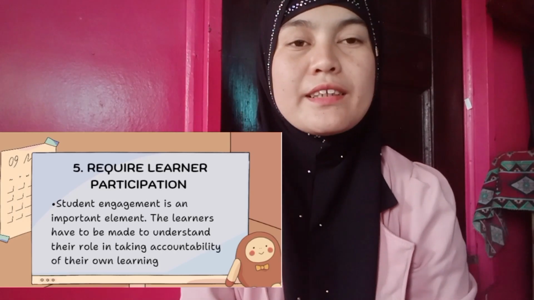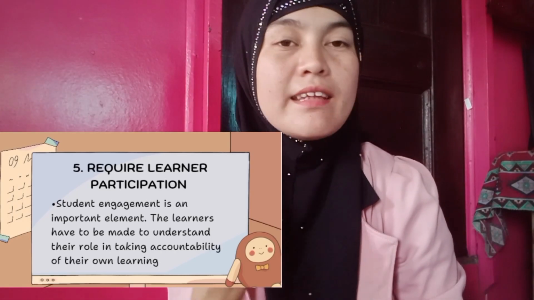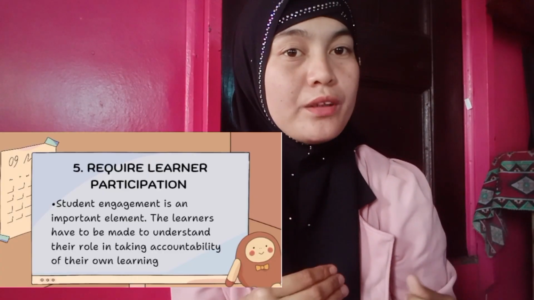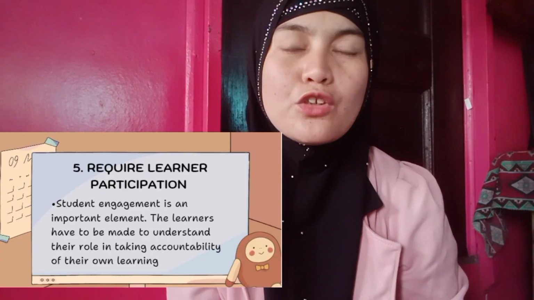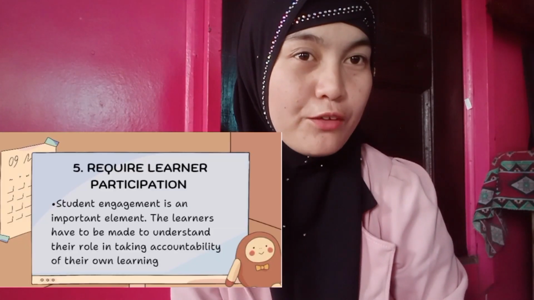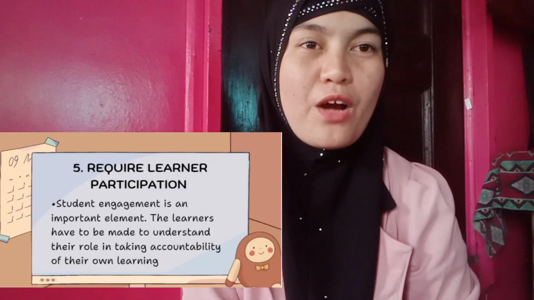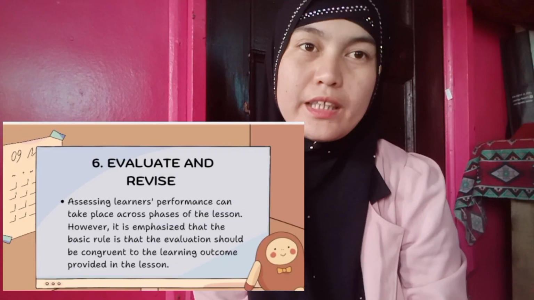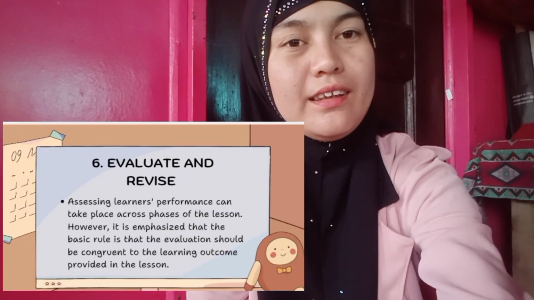An example is after you teach them the alphabet, you ask them to practice writing the letters on their own in their notebook. Then you just guide them when needed. That's the example of the fifth step. Are you learning? Okay, that's good. For the last step, which is evaluate and revise, can we read it together?